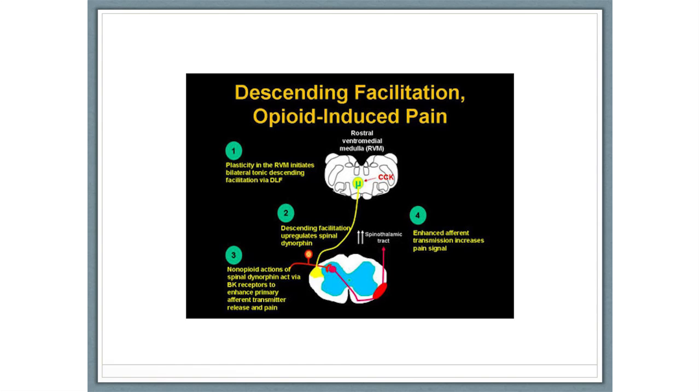It can be hard to differentiate from tolerance. In general, tolerance tends to get better as you increase the dose, and opioid-induced hyperalgesia patients tend to have more pain as you increase the dose, but it's something to consider in these types of situations.